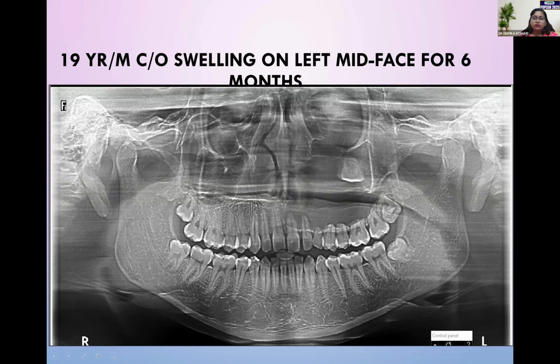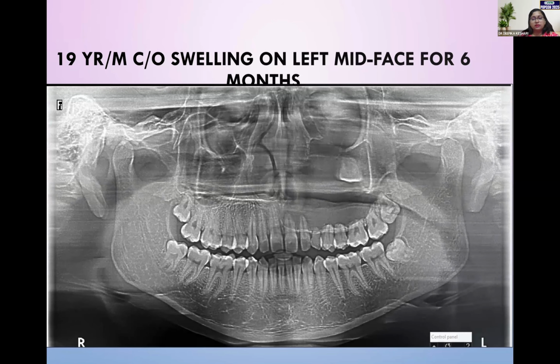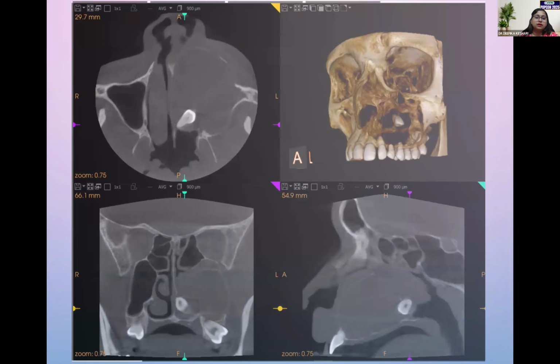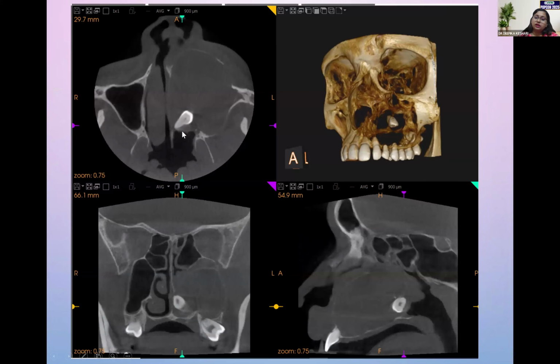So the patient was referred for CBCT, and when we did CBCT, what you can see in this case is that this impacted tooth is located in the posterior part of the left nasal fossa, and it is surrounded by a large hypodense mass lesion with thin sclerotic borders around the lesion, and it is expansile and unilocular in nature. So the differentials in this case would be dentigerous cyst, and also it might be a KCOT.